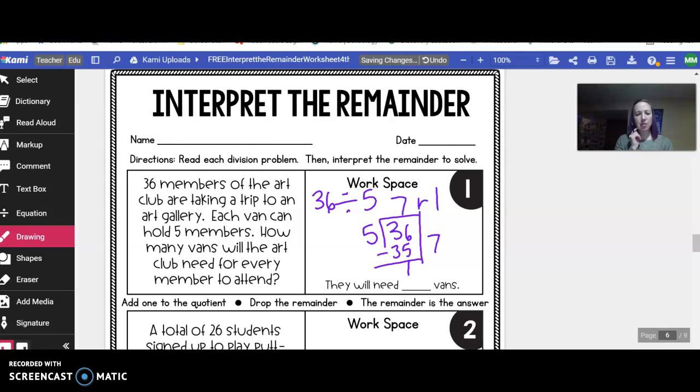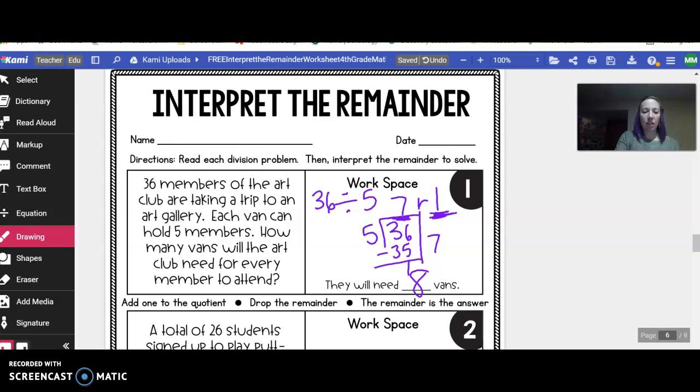So how many vans will they need for all of them? If they only brought 7 vans, they would leave one person out. Clearly the answer is not just 1 van, because that doesn't make sense. So if I take the 7 vans and I add on 1 more van for this extra person, then we can see that we need 8 vans, right?